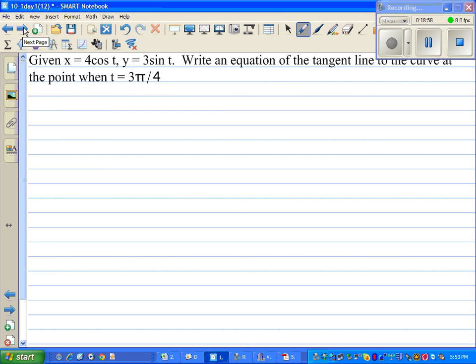Given x equals 4 cosine t, y equals 3 sine t, we write an equation of the tangent line to the curve at the point when t equals 3 pi over 4. So we have dx over dt equals -4 sine of t, and dy over dt equals 3 cosine of t.